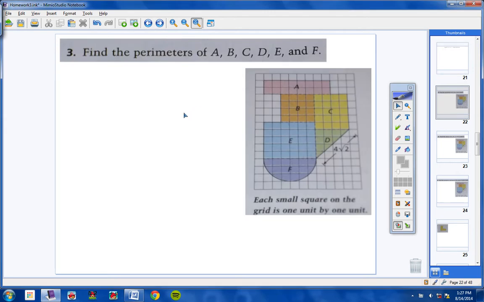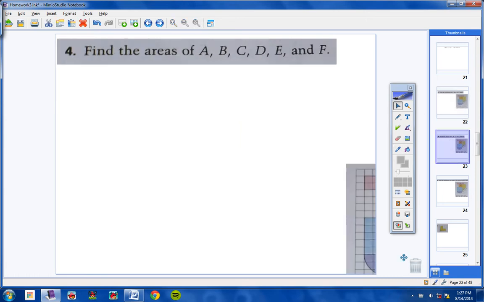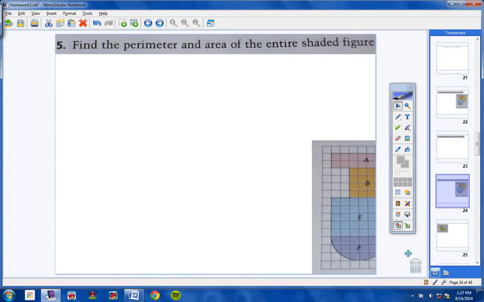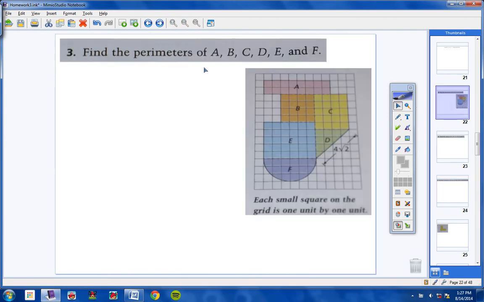The directions for numbers 3, 4, and 5 state to use the figure at the right. Okay, now number 3 says find the perimeters of A, B, C, D, and F. So let's quickly do that.